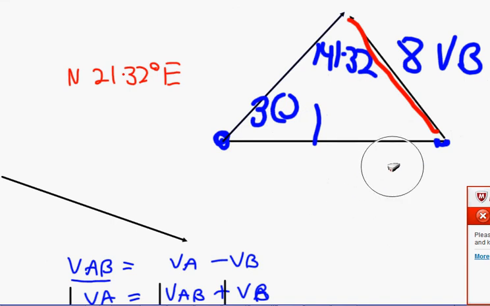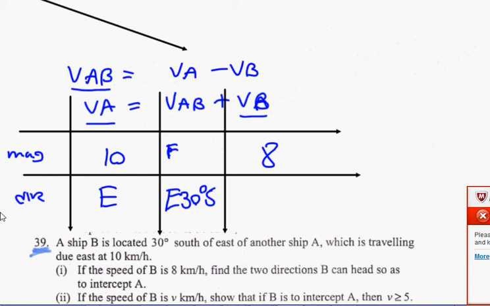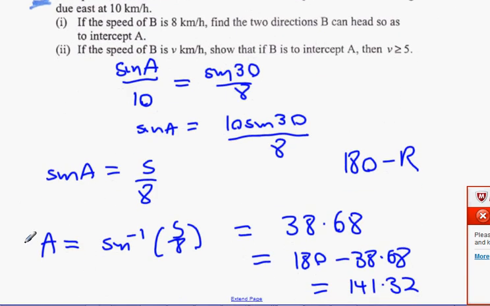We're trying to find out what this red angle is here. So you're going to take 180 minus 30 minus 141.32. What do you get? 8.68. So that's going to be west 8.68 degrees north. Is that alright? Now, the next part is a really interesting question.